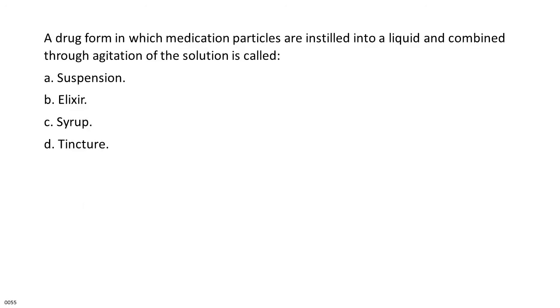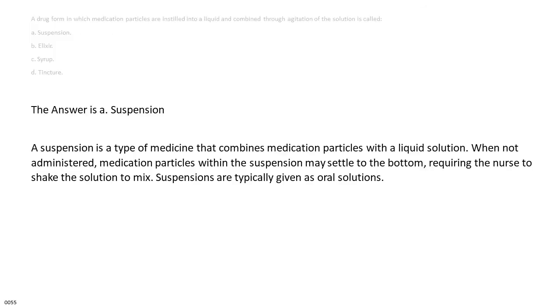A drug form in which medication particles are instilled into a liquid and combined through agitation of the solution is called A. Suspension. B. Elixir. C. Syrup. D. Tincture. The answer is A. Suspension. A suspension is a type of medicine that combines medication particles with a liquid solution. When not administered, medication particles within the suspension may settle to the bottom, requiring the nurse to shake the solution to mix. Suspensions are typically given as oral solutions.